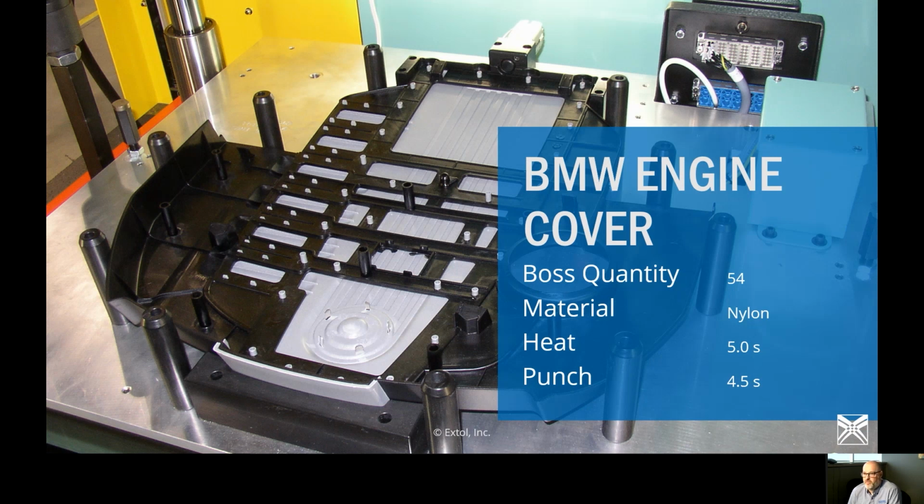This is a personal favorite of mine. This is an engine cover that we did for BMW. It's been a couple years ago now. But what's really cool about this part is there's 54 staking locations on it, and they vary in size and shape. And it was all done in one single action. So we did this entire cover in less than 10 seconds out of nylon, which was a pretty finicky part.